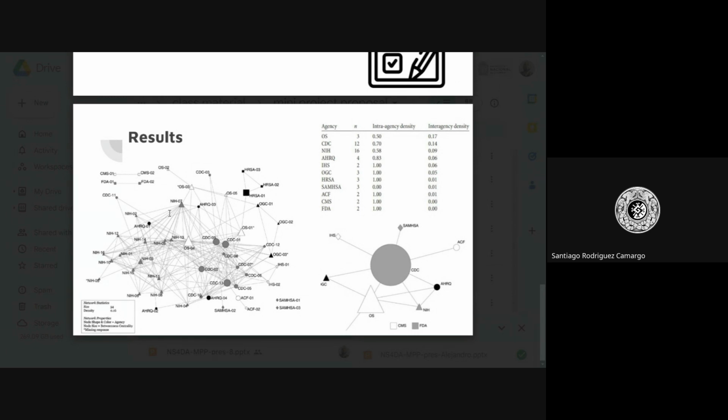And they also identified that there are some agencies that don't have any communication at all with others, like the CMS and the FDA, which is at the bottom. These are the gaps they try to identify, and they want to work on in the future. And that's quickly what the paper talks about.